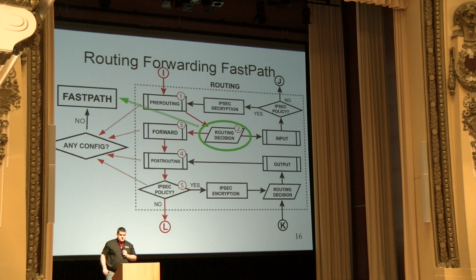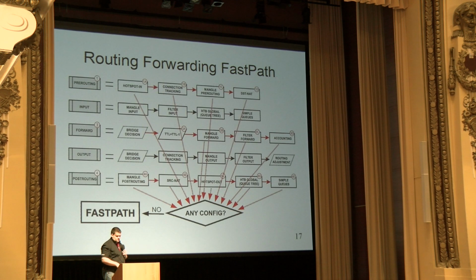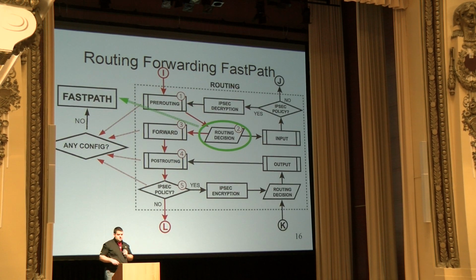What about routing? The picture is exactly the same. We collect information: are there any rules or any configuration in pre-routing, and so on. So a detailed look is like this. If there's no configuration, then the routing decision is the only thing that we are interested in. And FastPath will talk with the routing decision directly, skipping all the boxes on the next packets when they arrive.